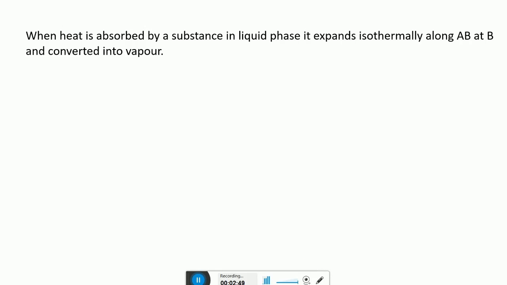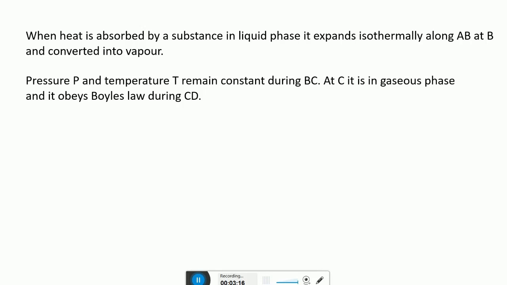When heat is absorbed by a substance in the liquid phase, it expands isothermally along AB. At point B, it starts getting converted into vapor. Then its pressure P and temperature T remain constant during BC. At C, it is purely in the gaseous phase. Therefore, it obeys Boyle's law during the change CD.